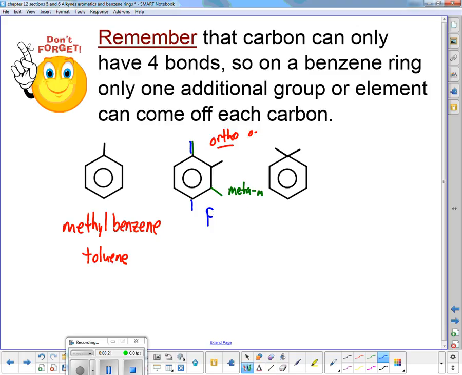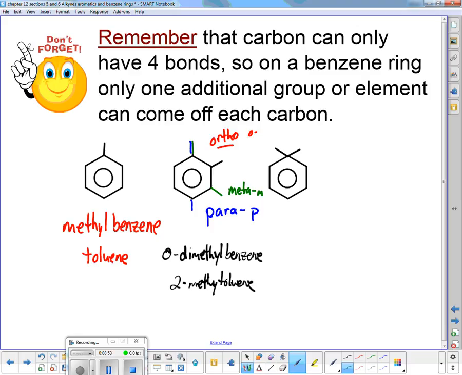Whoops, that's supposed to be P-A-R-A. And I would put a P. So this one right here, since it's in the black, would be known as o-dimethylbenzene. Or it could be known as 2-methyltoluene. 2 names it can be known by.